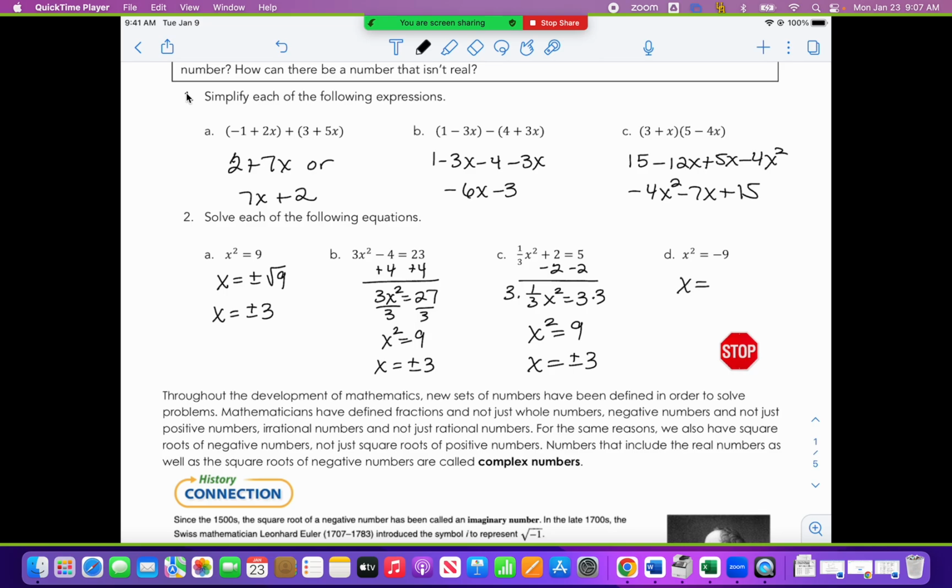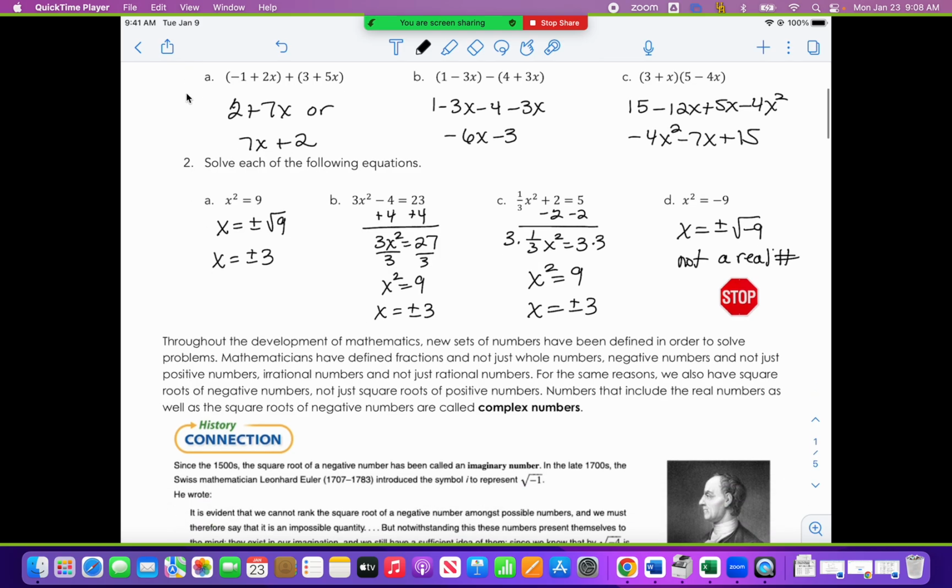In letter D, can you think of a real number that when I take it times itself, it's going to give me negative 9? No, 3 times 3 is 9. Negative 3 times negative 3 is positive 9. This is not a real number. Today we're going to be able to answer this question.